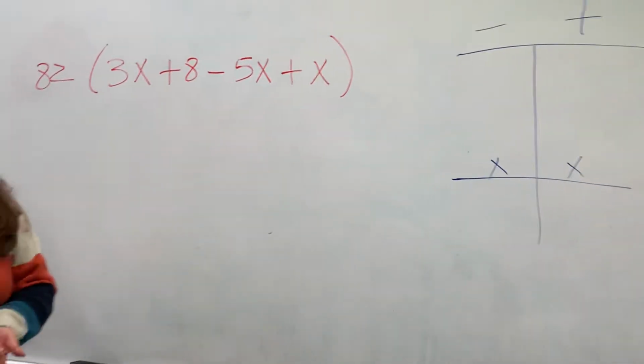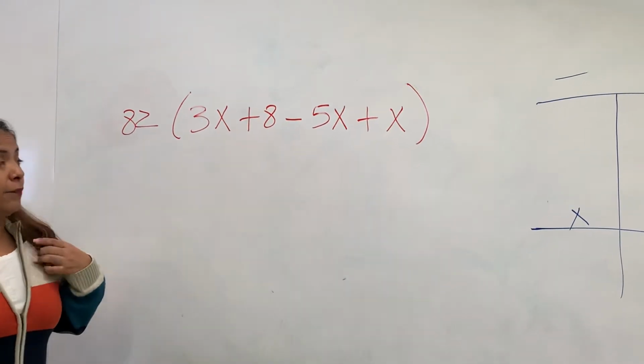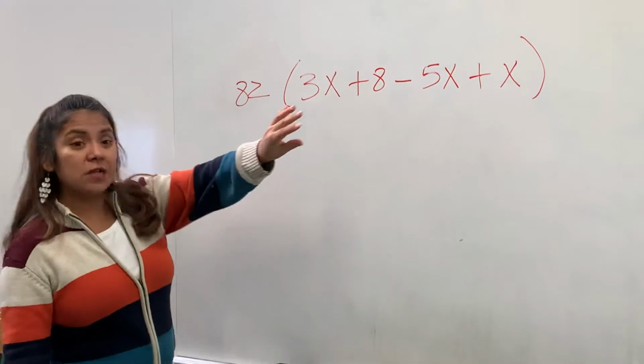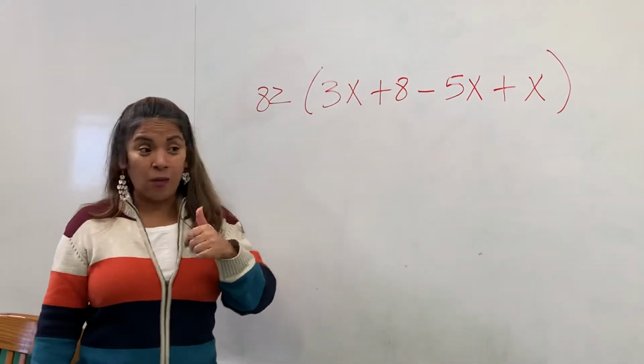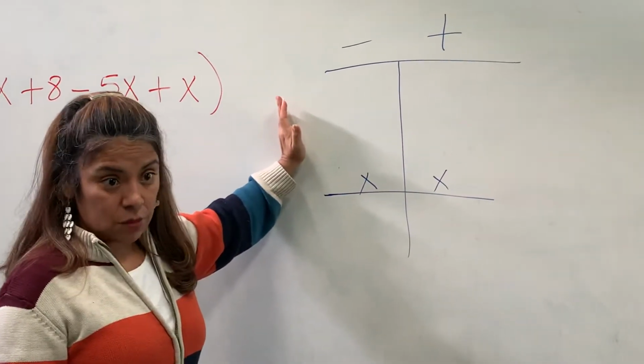Okay, now we're going to start. As you know here, we have simplifying expressions. In order for us to simplify this expression, we're going to be using the distributive property, and we're also going to be using our T-chart to combine like terms.